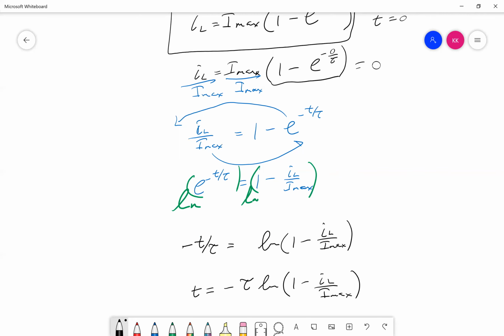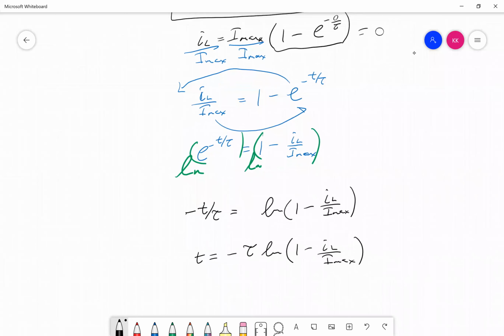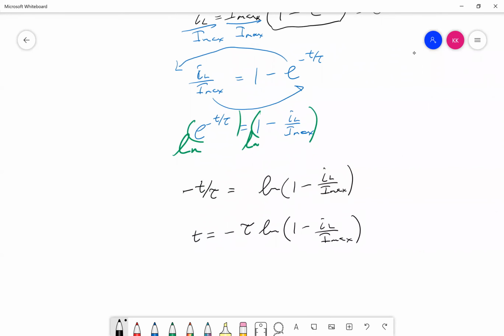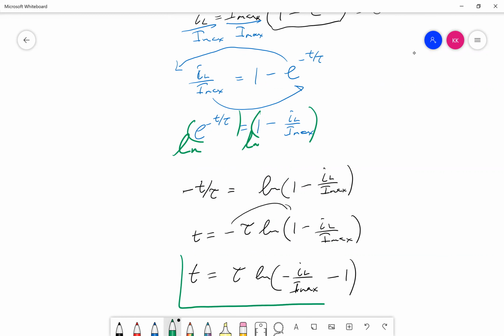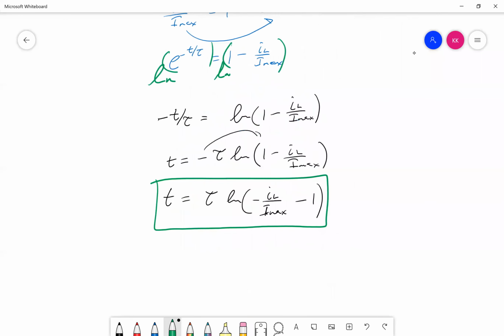Okay. All right, and then the last step will be t equals tau ln, move the negative into the parentheses, will be negative IL over I max minus 1. All right, so now, what is the reason of getting this equation? Well, this equation is the linearized equation for the changing current.